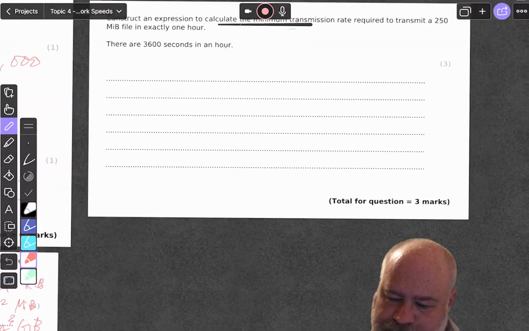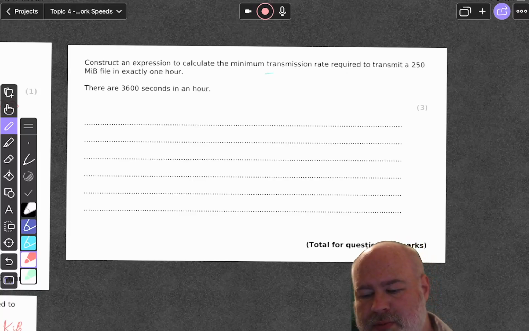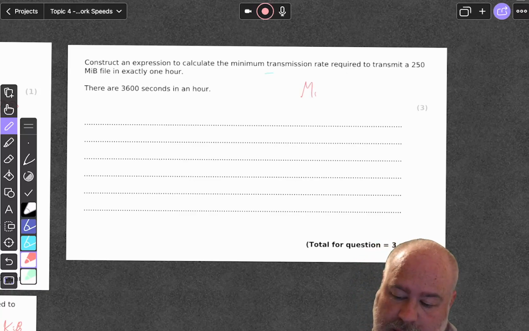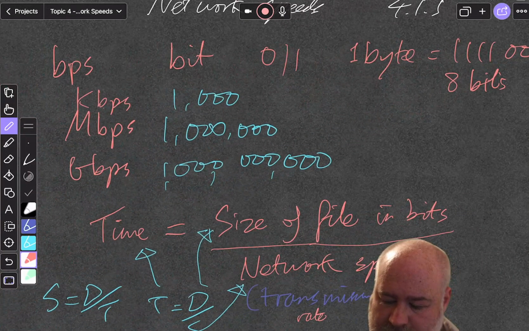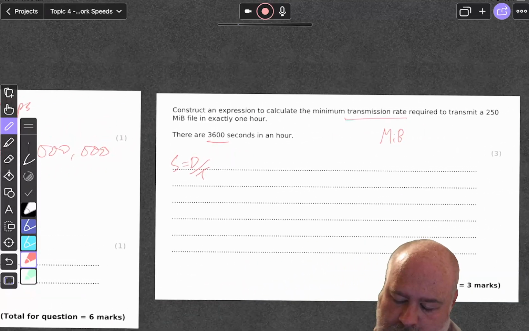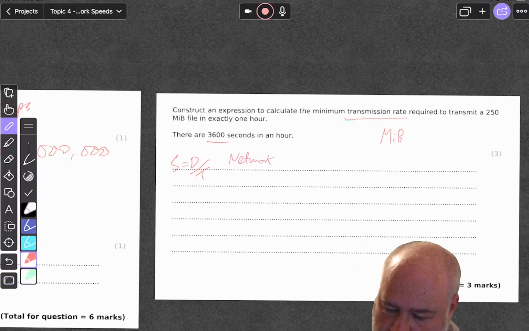Let's look at another one. Construct an expression to calculate the minimum transmission rate required to transmit a 250 mebibyte, MiB, not megabyte, so MiB file in exactly 1 hour. So it tells us how many seconds are in 1 hour, which is helpful. So again, speed equals distance divided by time. It's the transmission rate we're looking for, this idea of network speed. We could say network speed equals size over time.